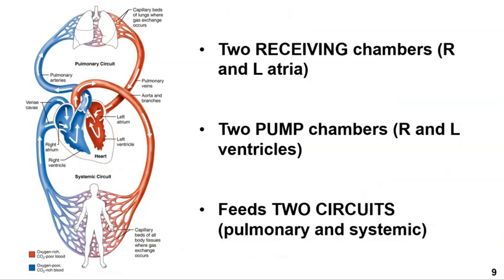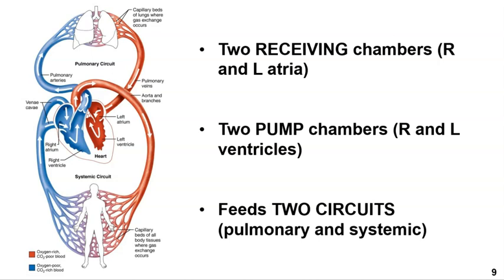The heart consists of 2 receiving chambers and 2 pumping chambers. The 2 receiving chambers are collectively called the atria, and there is a right and a left atrium. The atria receive blood through the large veins that are returning blood from the tissues or from the lungs. So the right atrium is receiving blood that is coming from the tissues, and the left atrium is receiving blood that's coming from the lungs. So keep in mind that veins are always returning blood to the heart.